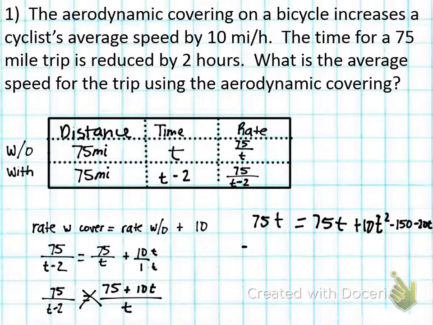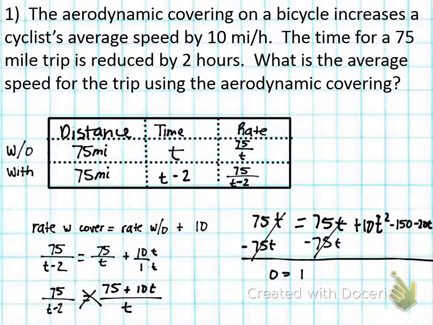I know that there's a 75t here. I'm going to subtract it and move it to the right-hand side. But I noticed that the right side also has 75t, so that cancels out. So I'm left with 0 is equal to 10t squared minus 20t minus 150. Oh, those are big numbers.